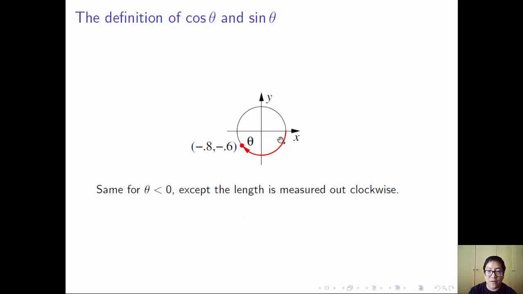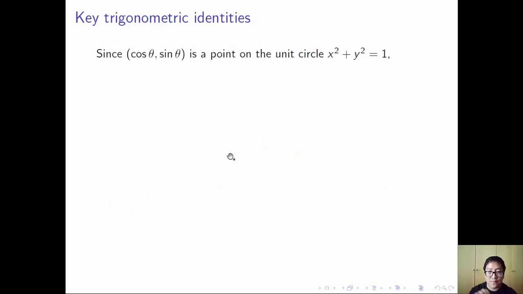Oh yeah, I should mention what happens for theta less than 0. For theta less than 0, you do the same thing, except the negative string, so to speak, is laid out clockwise instead of counterclockwise. So here, if we start off with a piece of string of this length, except negatively, then I end up at (minus 0.8, minus 0.6). Then what's cosine theta and sine theta? That's right, cosine theta equals minus 0.8, and sine theta equals minus 0.6.